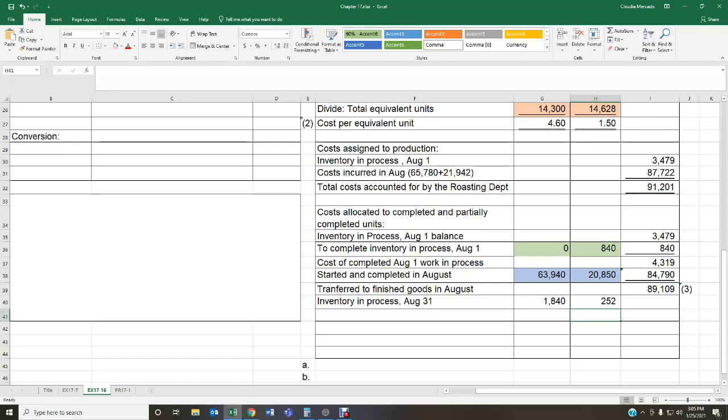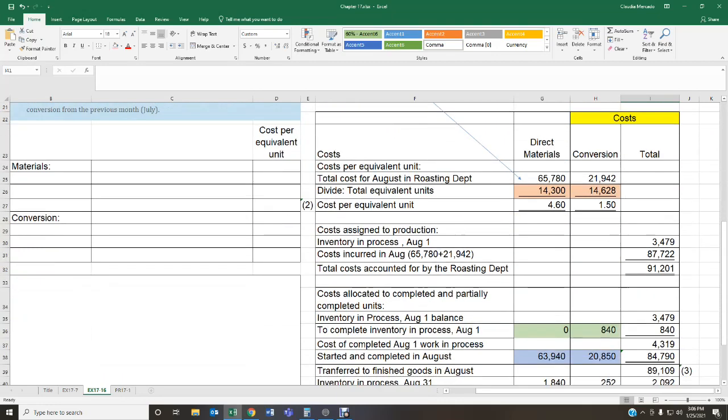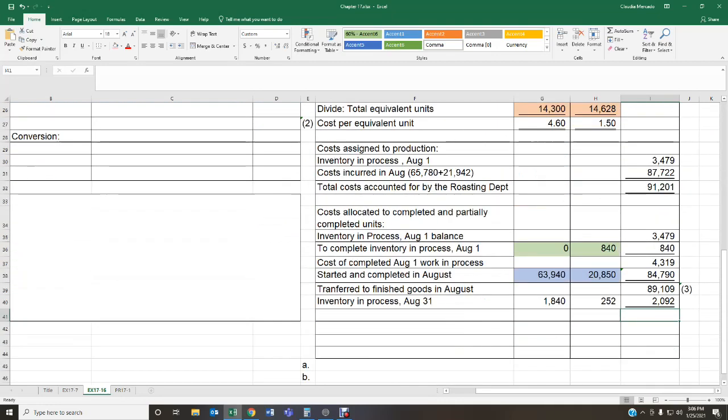So this is your inventory in process August the 31st. This is what is pending to be completed. These are the costs associated with that. And then that's going to give me 2,092. Okay. So that is requirement 4. Cost of work in process August the 31st. The cost of your work in process is right here. This is requirement 4. Let me just format it.